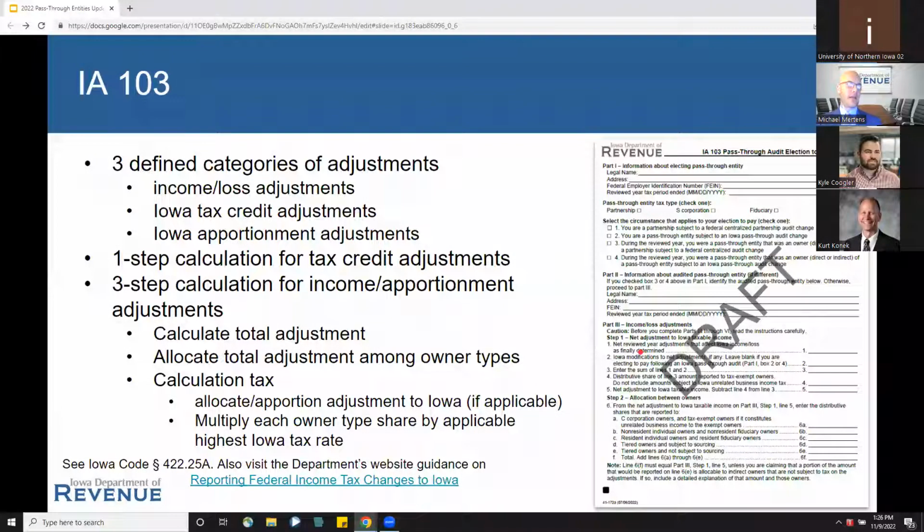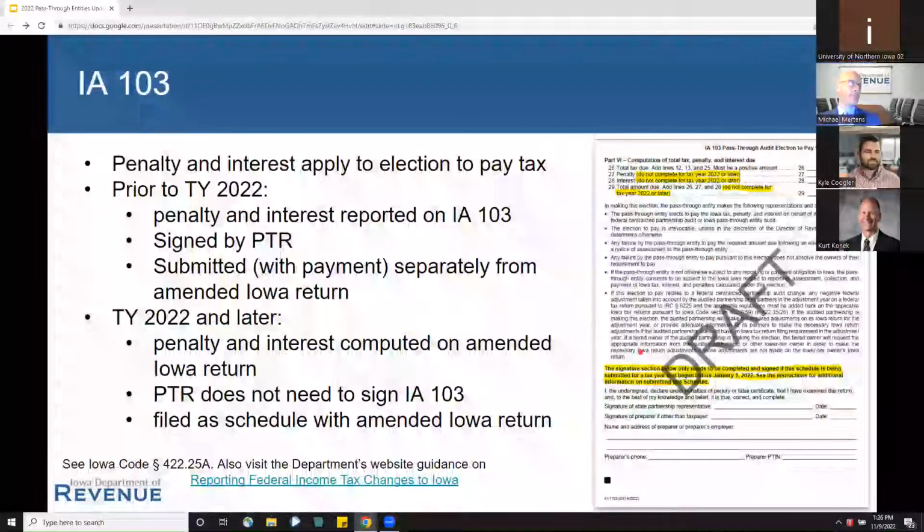Sum all those amounts together, and if the amount is positive, you are eligible to make an election to pay to the state of Iowa. Penalty and interest also apply to that election to pay.